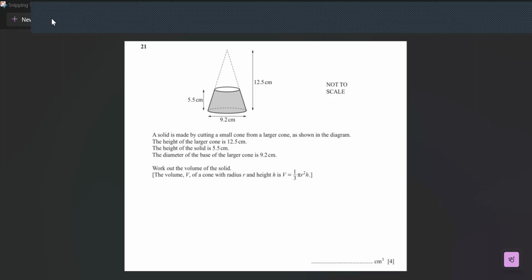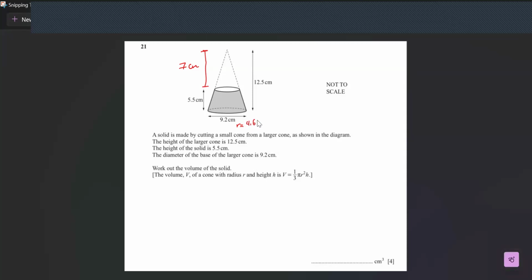We can minus the height, maybe? Yes, first I will minus the height. So the height of the smaller cone is 7 centimeter. What else should I do? Divide 9.2 by 2 to get the radius. The radius is 4.6. I got from here 4.6.